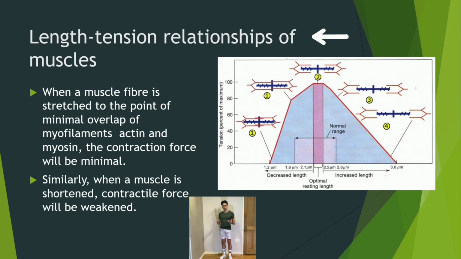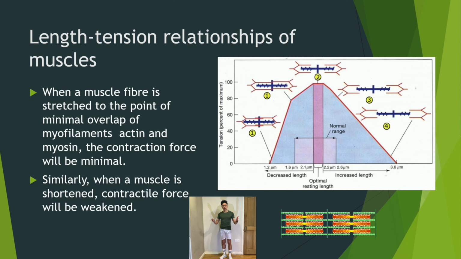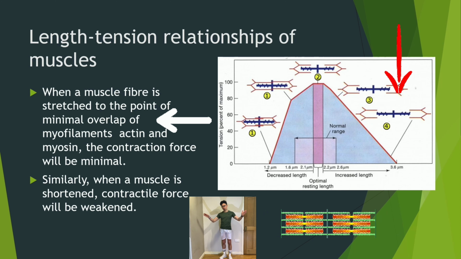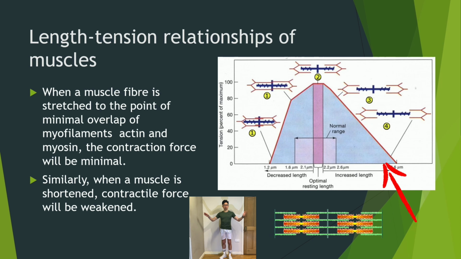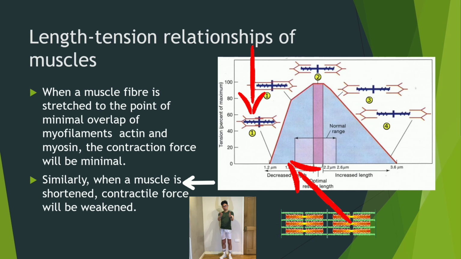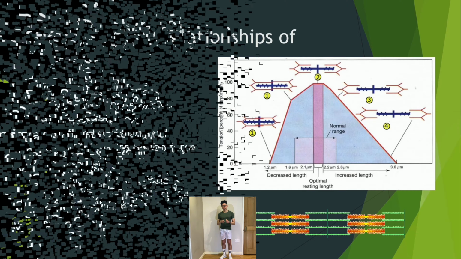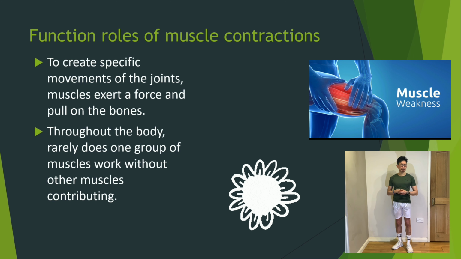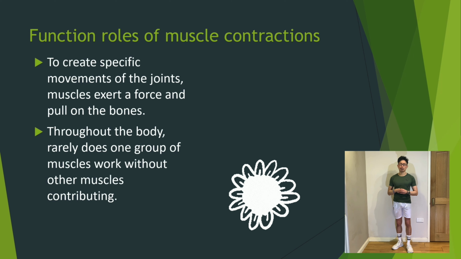Length-tension relationship of muscles refers to the resting length of a muscle and the force the muscle can produce at this length. So, when a muscle fiber is stretched to the point of minimal overlap of the contractile protein myofilaments, the contraction force will be minimal. Similarly, when a muscle is shortened, contractile force will be weakened as well. We can now see how muscles can become dysfunctional and weak when they are either contracted or stretched for a prolonged period of time. So much for the physiology of muscle contraction.